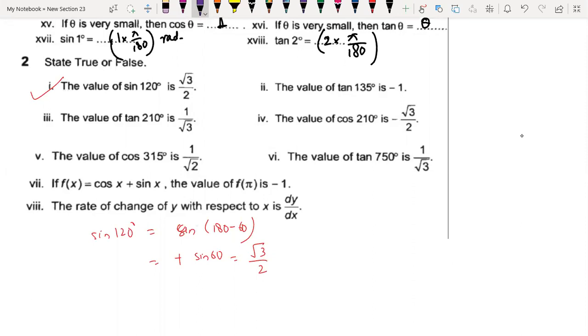Next is Aditya. Aditya, sin 130, tan 135. Is it correct? Yes, sir. And how did you break this? 180 minus 45. It is in the second quadrant, tan is negative, and 180 will remain tan only.